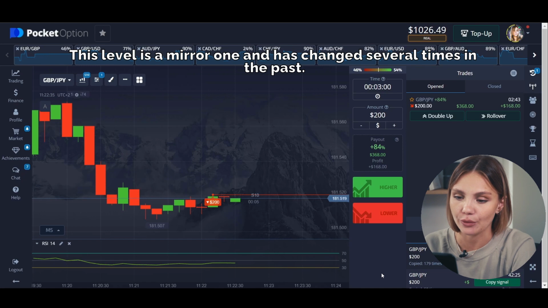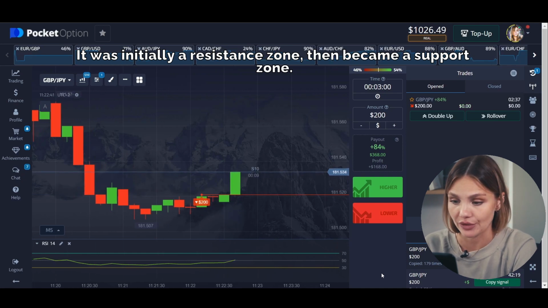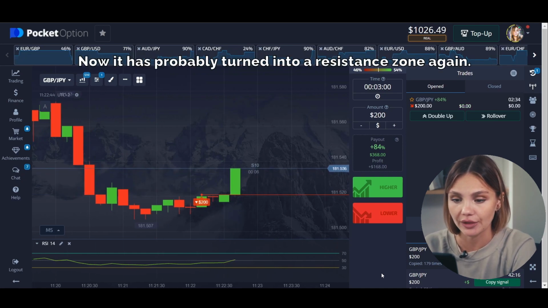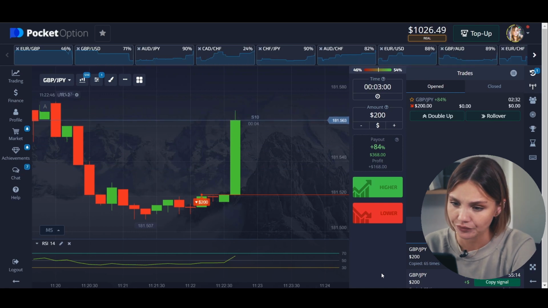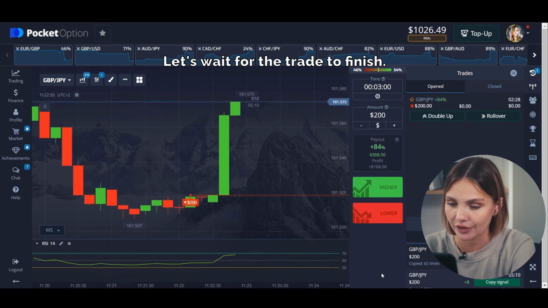This level is a mirror one and has changed several times in the past. It was initially a resistance zone, then became a support zone. Now it has probably turned into a resistance zone again, so I expect the price to rebound and move downwards. Let's wait for the trade to finish.